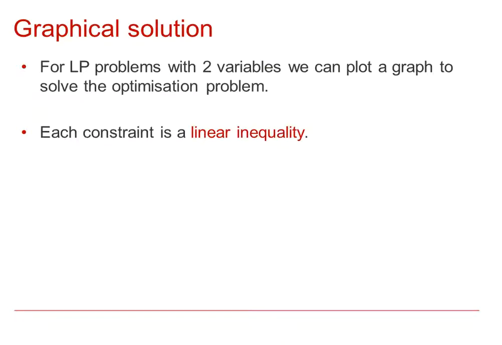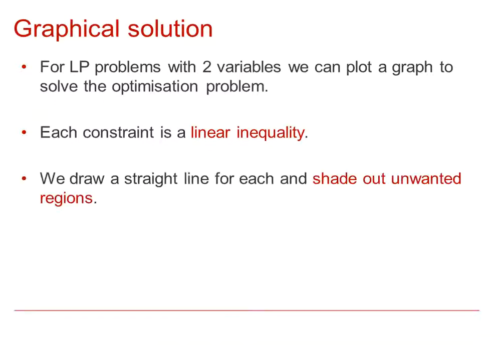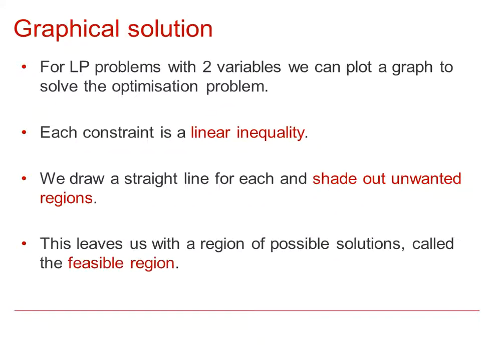For linear programming problems with two variables, we can plot a graph to solve the optimization problem. Each constraint is a linear inequality. We draw a straight line for each one and then shade out the unwanted region. This leaves us with an unshaded region of possible solutions, which is called the feasible region.